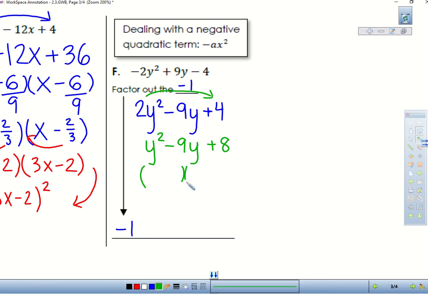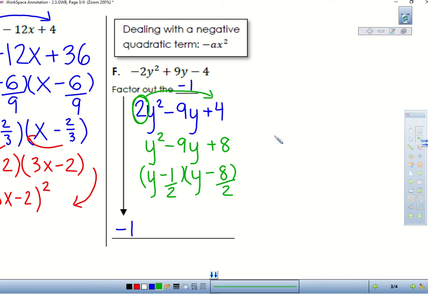So, ideas for factors of 8 that add up to negative 9. Good job, negative 8 and negative 1. And it doesn't matter which order you write them in because of the commutative property of multiplication. Now what do we need to divide each of these by? 2. You always divide them by whatever you multiplied by, which is 2. Good.